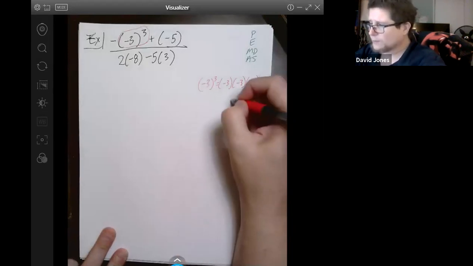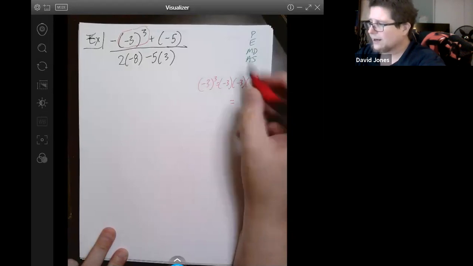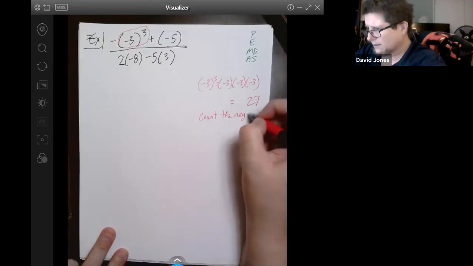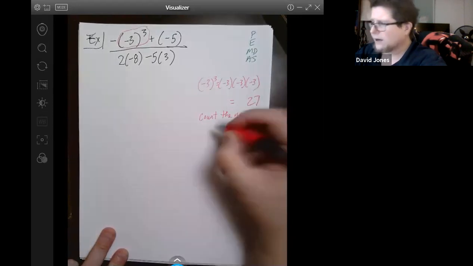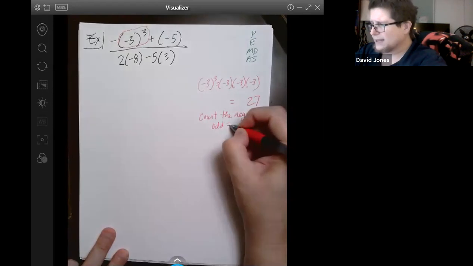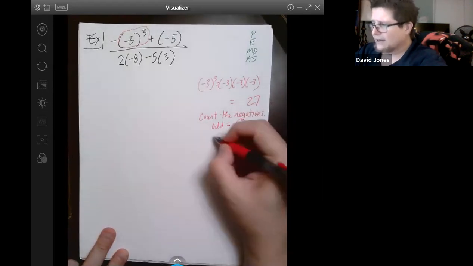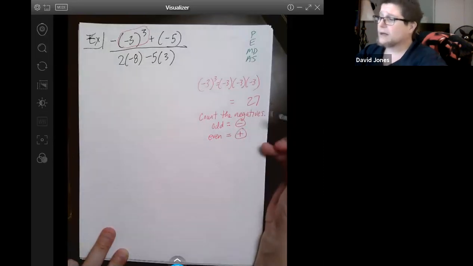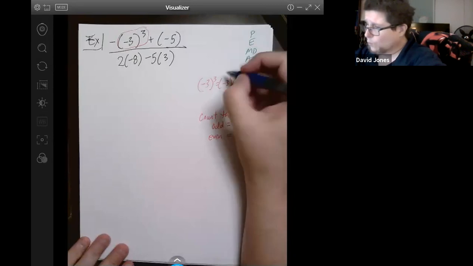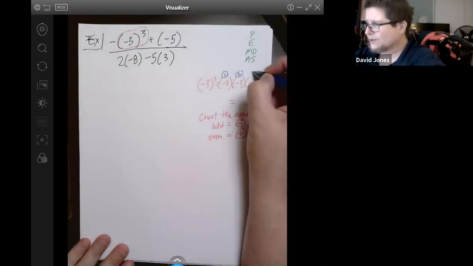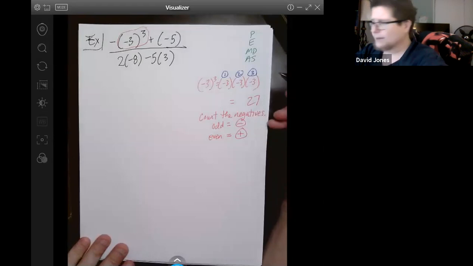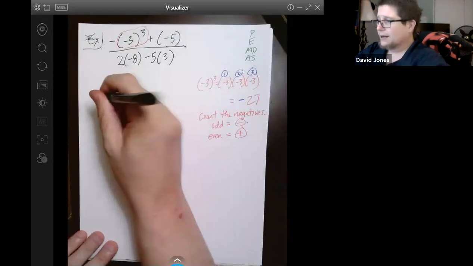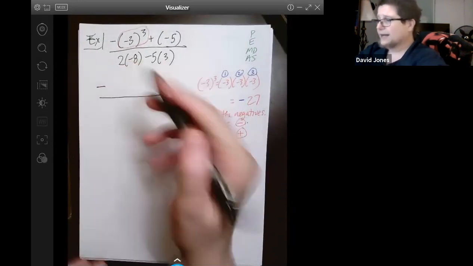The 3's multiply to 27, and then count the negatives. An odd number of negatives means leave it as a negative sign. If it's even, the negative signs cancel out and become a positive sign. So I've got 1 negative sign, 2 negative signs, 3 negative signs. 3 is an odd number. It's going to stay negative. So that top part is going to be negative. We got the negative out front.